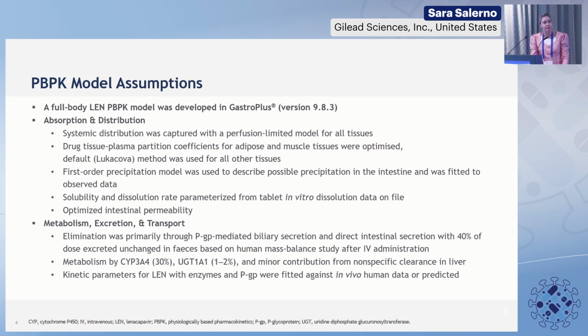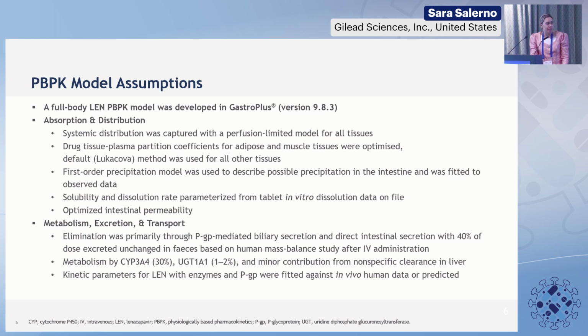In the interest of time, I will just point out a few of these. So we have a full body LEN PBPK model that's developed in GastroPlus. And our systemic distribution was captured using a perfusion limited model for all tissues. And then in terms of our metabolism, excretion, and transport, we have elimination through PGP-mediated secretion and direct intestinal secretion, which was parameterized to have about 40% of the dose excreted unchanged in feces based on the human mass balance study that we have in humans receiving LEN IV.